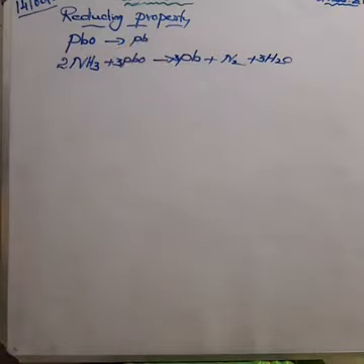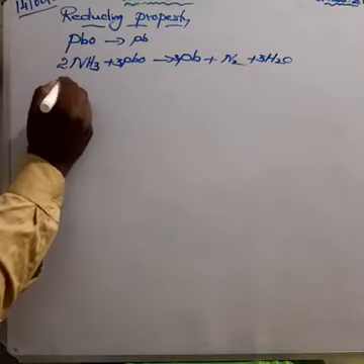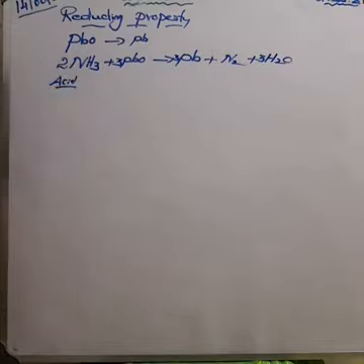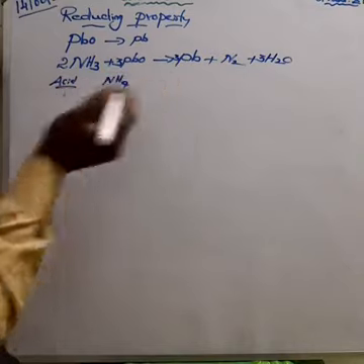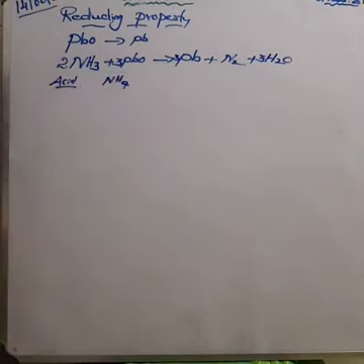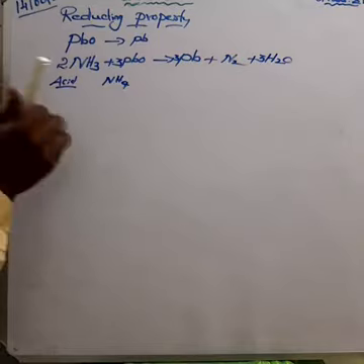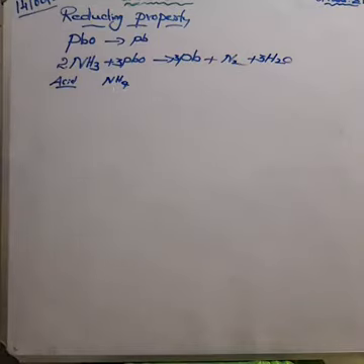Next, reaction with acid. What happens? Ammonia reacts with acid. Ammonia is treated with acid to form ammonium salt. It may be ammonium chloride, ammonium hydroxide, ammonium sulfate. Ammonium means NH4. Don't forget that. Anyhow, this reaction shows that the affinity of ammonia for proton is greater than water.